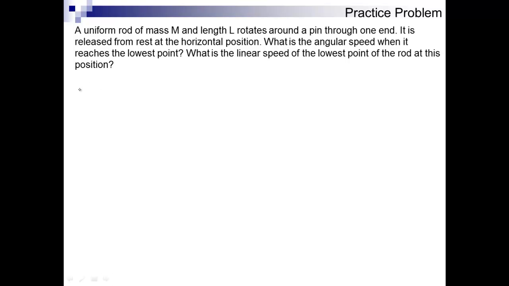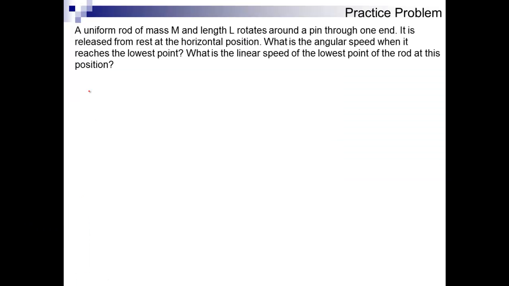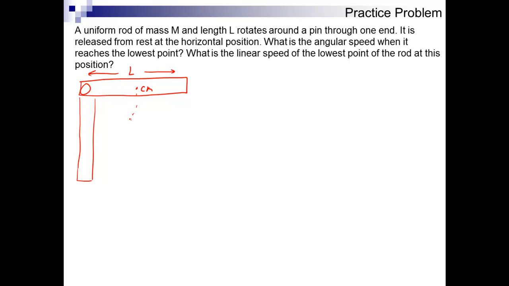So here's what's happening. Here's this rod, and it's going to rotate about this position there. It's got a length L. And we want to know what happens when it rotates downward by gravity. So its center of mass starts off here and rotates down to that point. And the end will rotate down to that point.